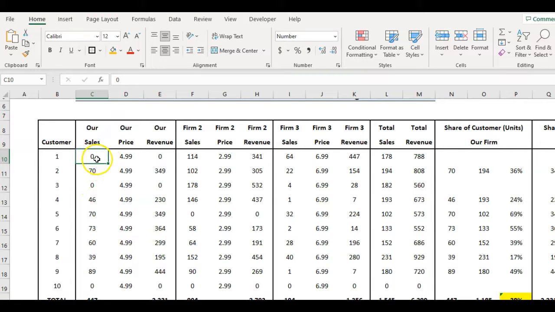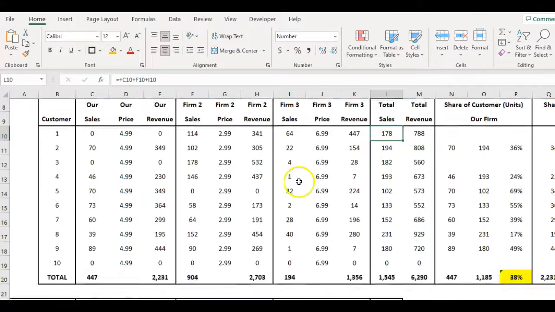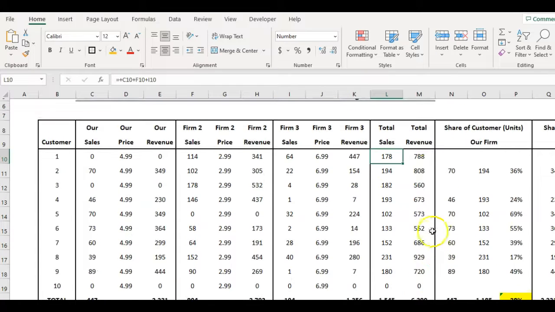So for each customer, how much they buy from us in terms of units, these are sales units. So nothing, 70, nothing, 46 units. Our price is the same and gives those two multiplied to give us our revenue. I'd have done the same for competitors, firm 2 and firm 3, and then I've added them up. So that's the formula, which is just picking up our firm, firm 2, firm 3. So that's our starting data, and I've got the totals down the bottom there.